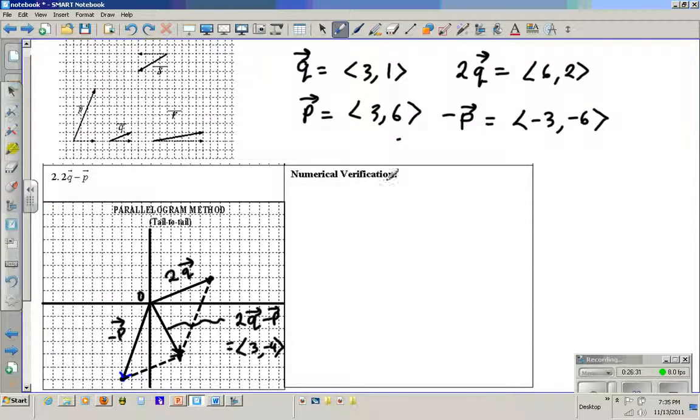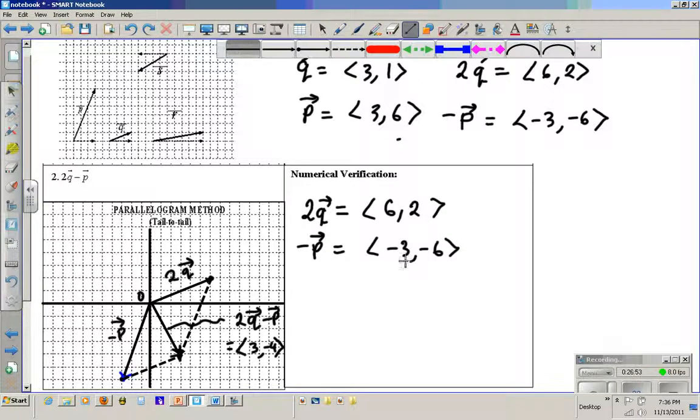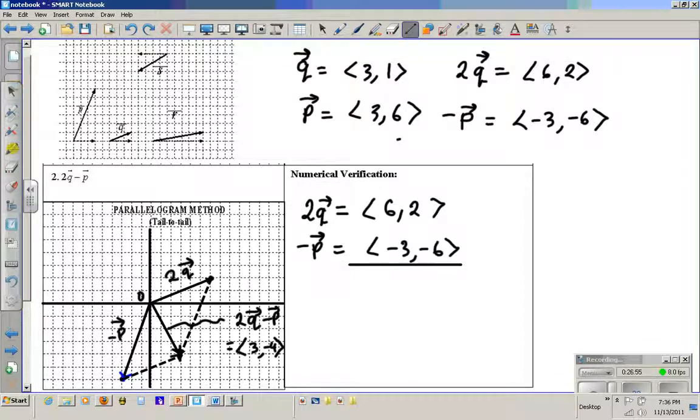Okay, so let's do the numerical analysis. So we have 2q. As a consequence of distribution of 2 to these two, we came up with 6, comma 2. And then negative p. As a result of distributing the negative to the p components, we have negative 3, negative 6. Since we have already distributed the minus, we just combine them downwards, right? Because subtracting is adding the opposite. So we're adding the opposite of p, which is this. So just combine them downwards. Your answer is 6 plus negative 3, which is 3, and 2 minus 6, negative 4. Excellent. That is exactly what we want.